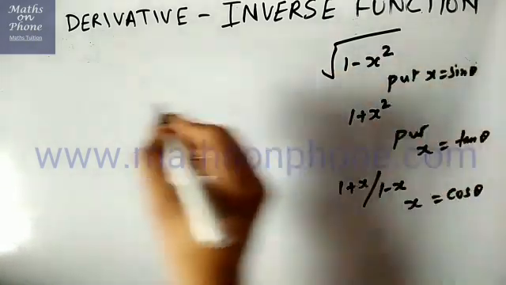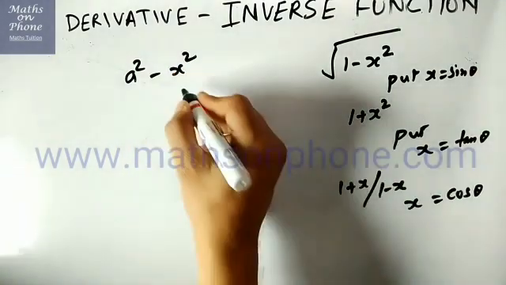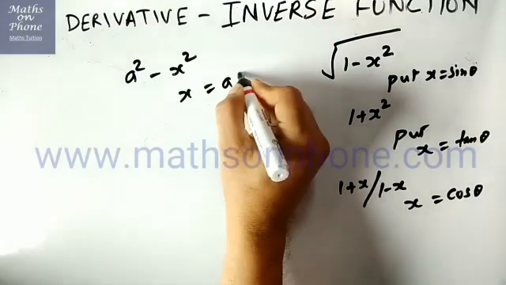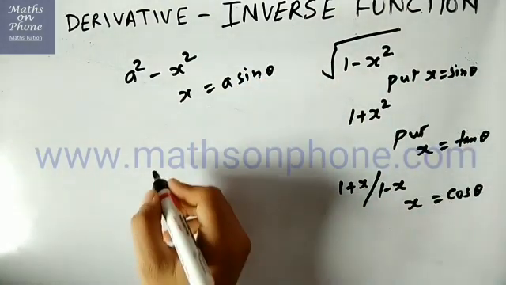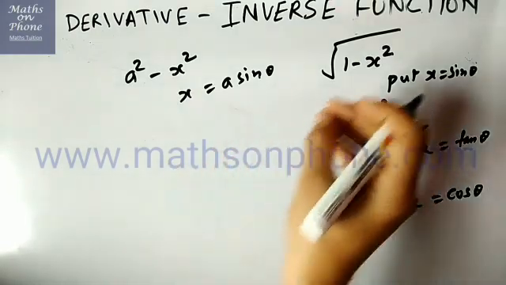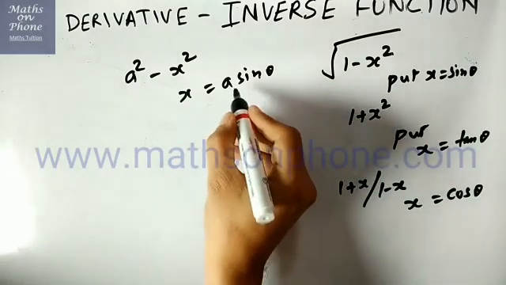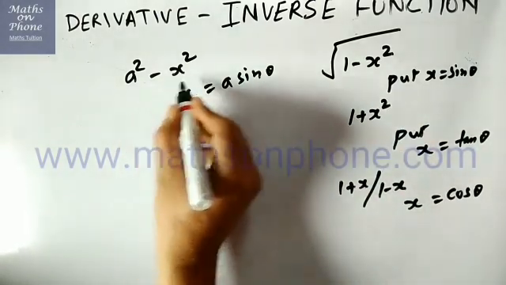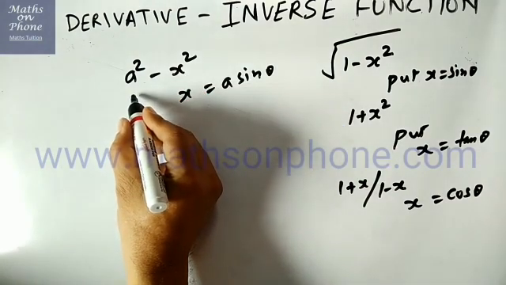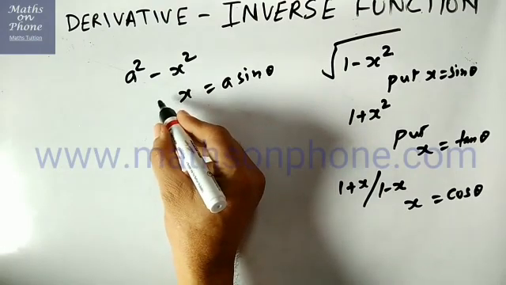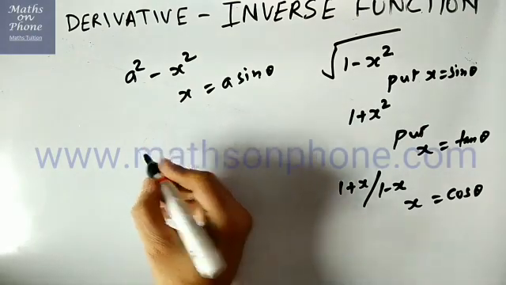All the time you won't find 1 minus x square. Suppose it is a square minus x square. What you need to put? x is equal to a sin theta. You can also put a cos theta, because anyway you are just getting rid of the root or making two terms a single one. How? You see, if you are putting a sine theta, this is a square sine square theta. On taking a square common, 1 minus sine square theta, that is a square into cos square theta. So a simple term is there.